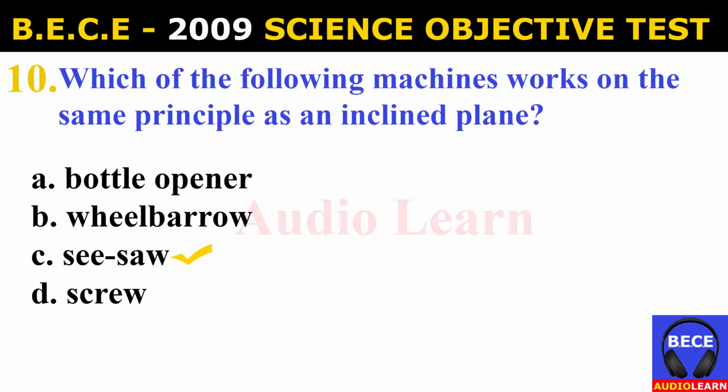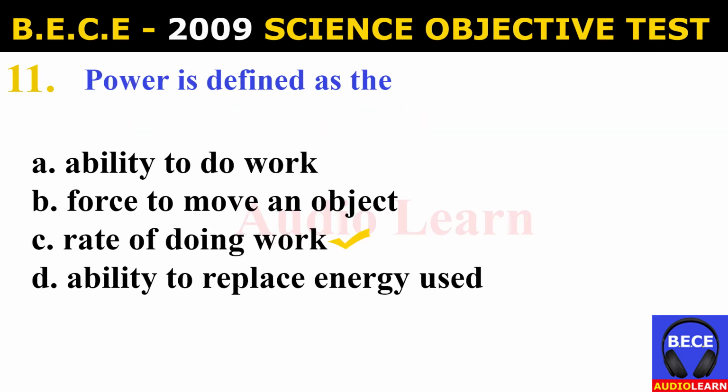Number 10. Which of the following machines works on the same principle as an inclined plane? A. Bottle opener. B. Wheelbarrow. C. Seesaw. D. Screw. And the answer is C. Seesaw. Which of the following machines works on the principle as an inclined plane? Seesaw.